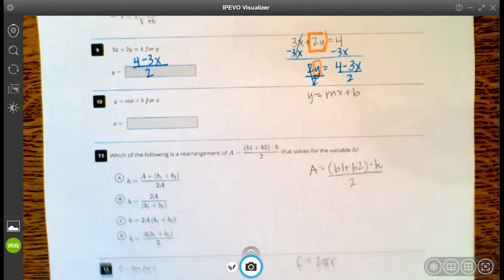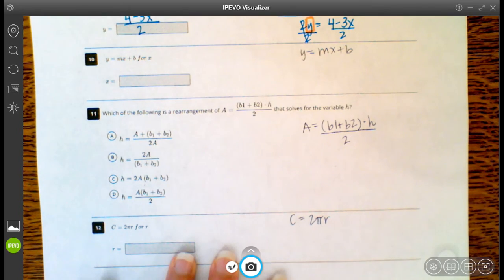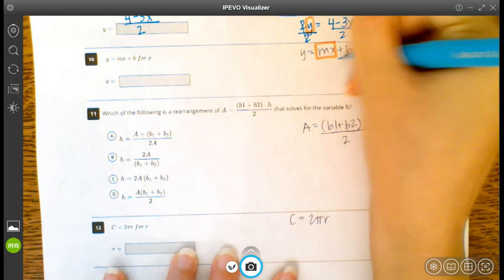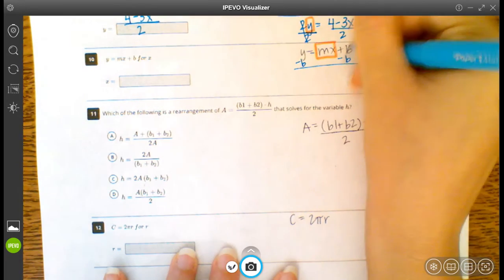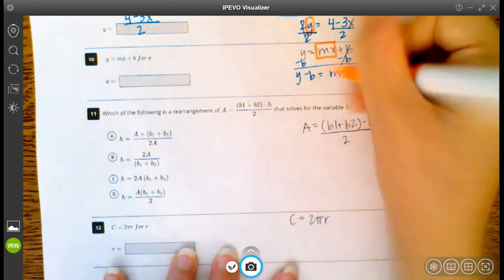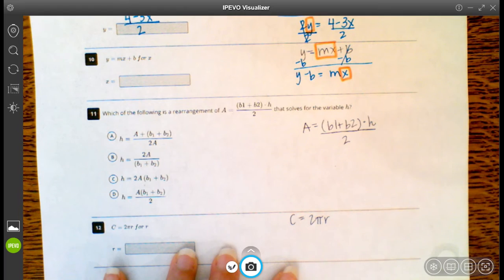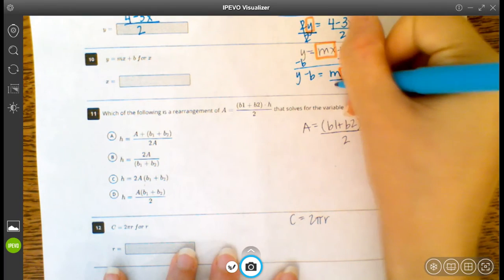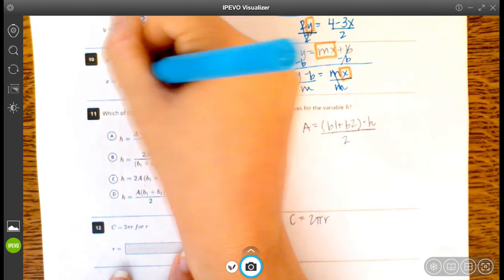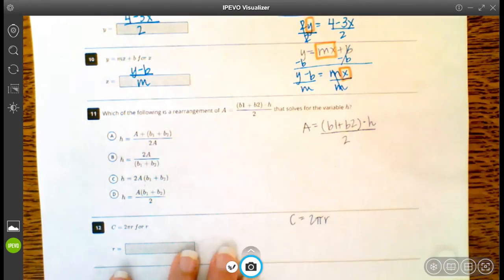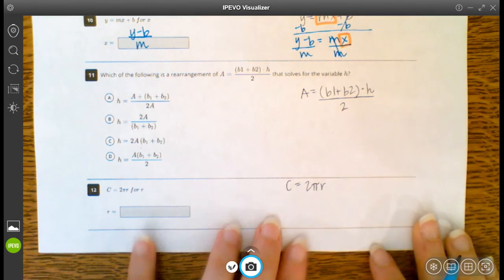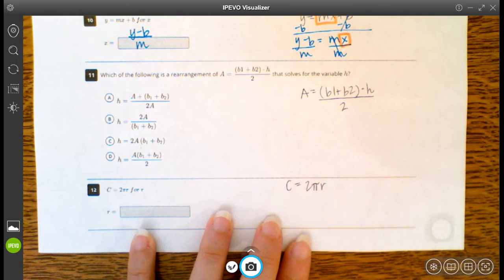Number 10 asks us to find x. But right now, x is right beside m. So that means we should probably subtract by b first. So y minus b equals mx. To get x completely by himself, we need to undo the m sitting directly beside, which means we need to divide it. So we should have y minus b all over m. I know I'm flying through this, guys, but you can pause at any time so that you can make sure you catch up and you feel comfortable.